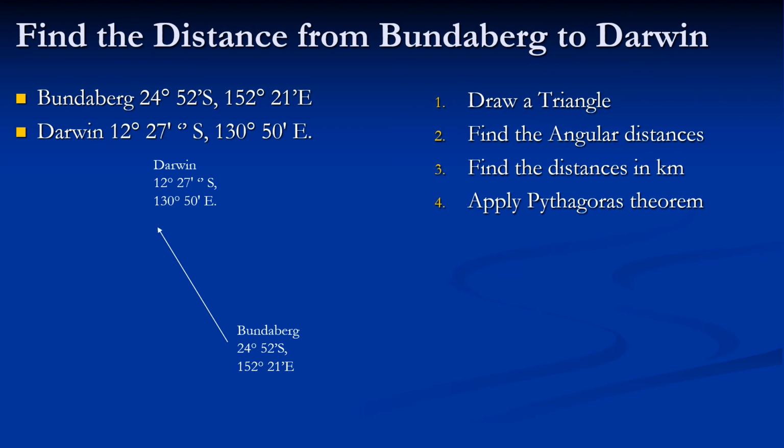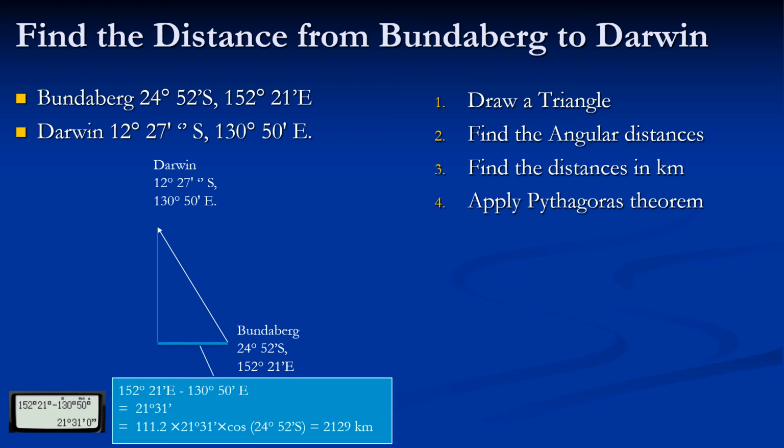Okay, so we've got a picture here. I know that Bundaberg is down and to the right, so it's southeast of Darwin. So we've just drawn a line. First of all, we're just going to think of this as a triangle, and then we can find the distance along the bottom line of latitude, for example. I could do the top, but we'll do the bottom. And so just the difference in the east-west coordinates.